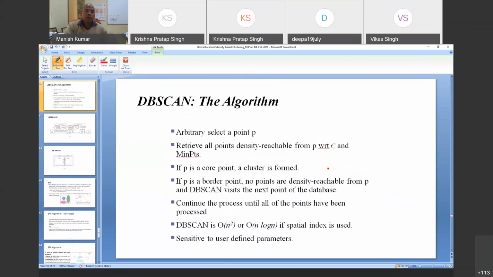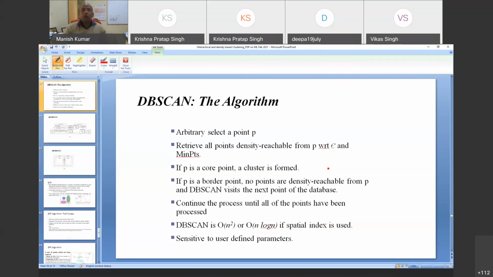So the simple algorithm: arbitrarily select a point P, retrieve all points density reachable from P with respect to epsilon and minimum points. If P is a core point, a cluster is formed. If P is a border point, no points are density reachable from P, and DBSCAN moves to the next point of the database. Continue this process until all the points have been processed. Normally DBSCAN complexity is order of n square, whereas if you use a spatial index, it will be order of n log n. It is sensitive to user defined parameters.